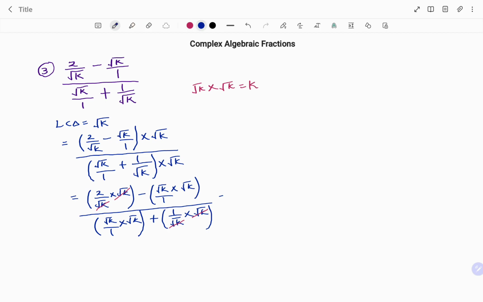So therefore, this becomes 2 minus k divided by k, root k times root k, that's k plus 1. Let's look at the last example.